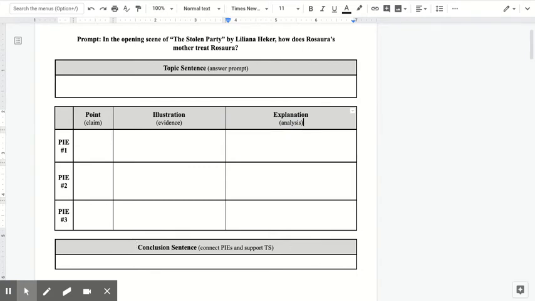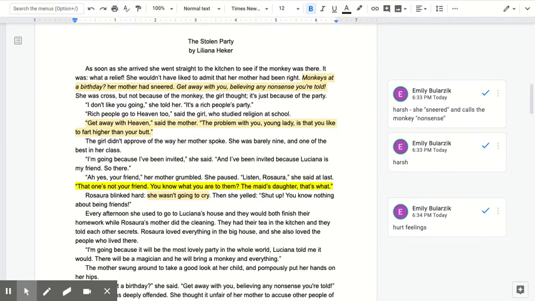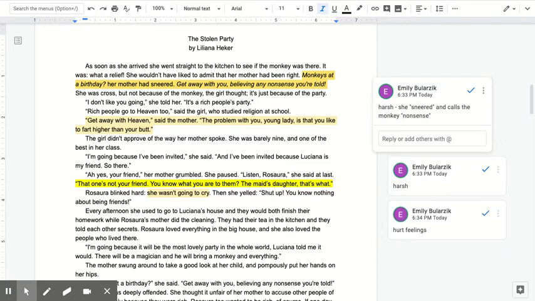So the first thing that I would do to plan for a paragraph is to look for evidence in the text. So my prompt is, in the opening scene of The Stolen Party by Liliana Hecker, how does Rosaura's mother treat Rosaura? So I'm going to take a look at the beginning of the story. And what I did on here was highlight and add comments on any evidence for how Rosaura's mother is treating Rosaura.